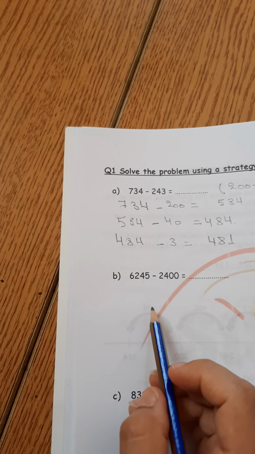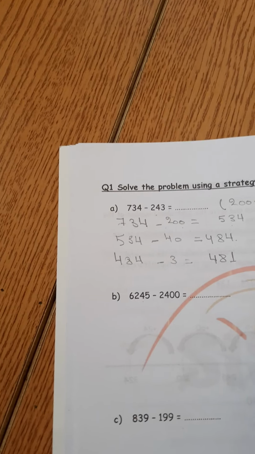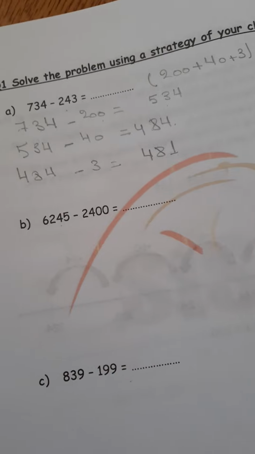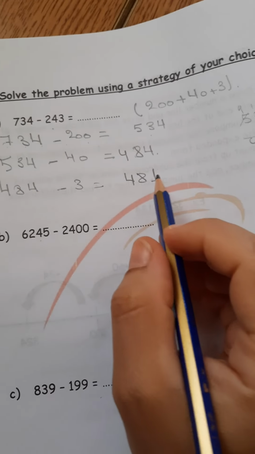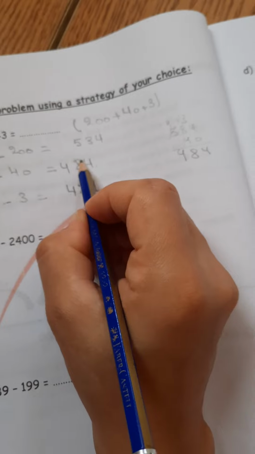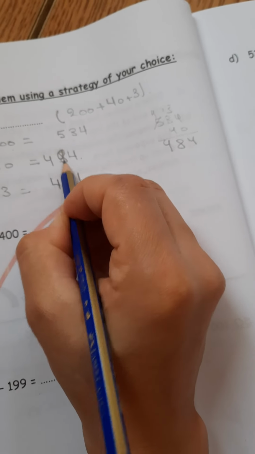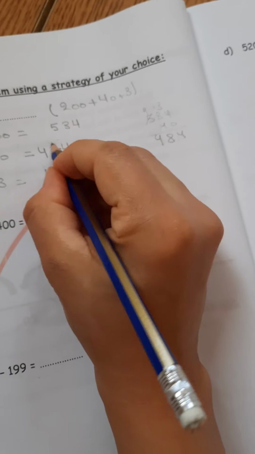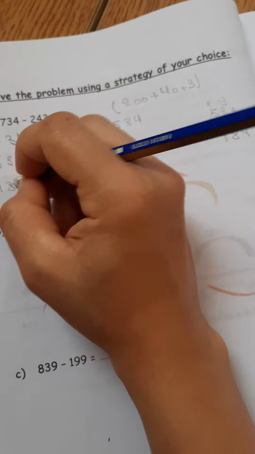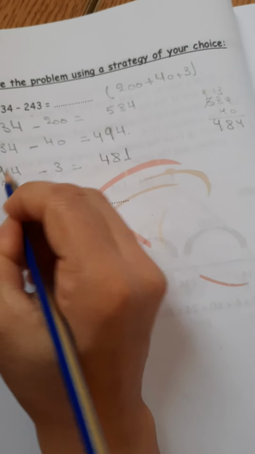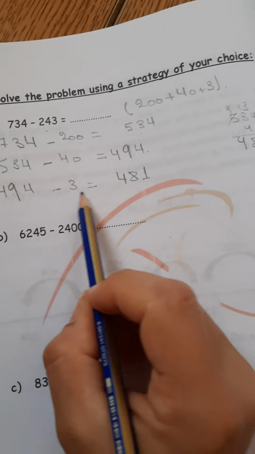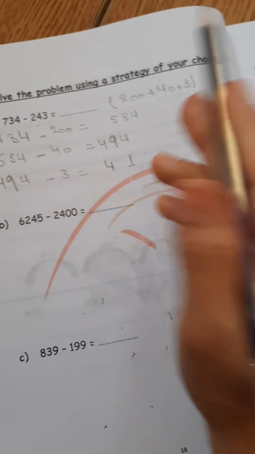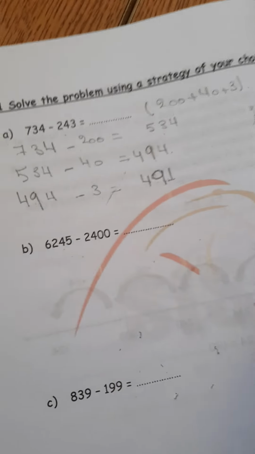Here, this one I'm going to use. Which strategy am I going to take? Sorry, I have a mistake here. This will be 494. This will be 400, sorry, it's not 8, it's 9. 494, and then this will be 494. 494 minus 3 equals 491. And 90 and 91.